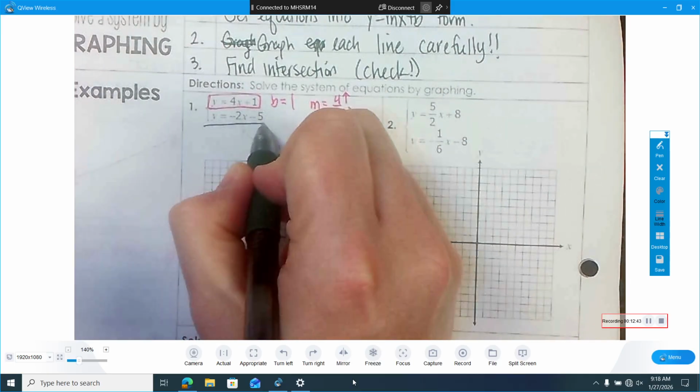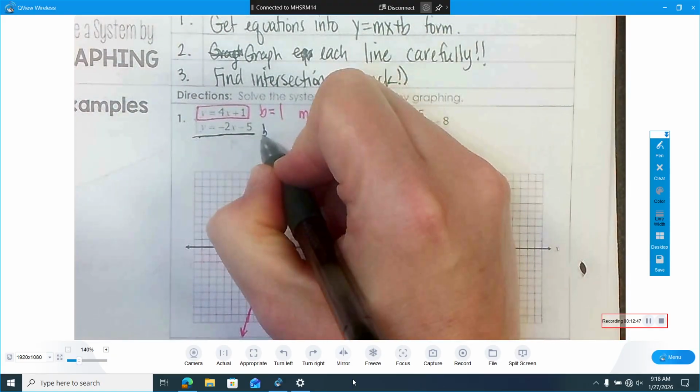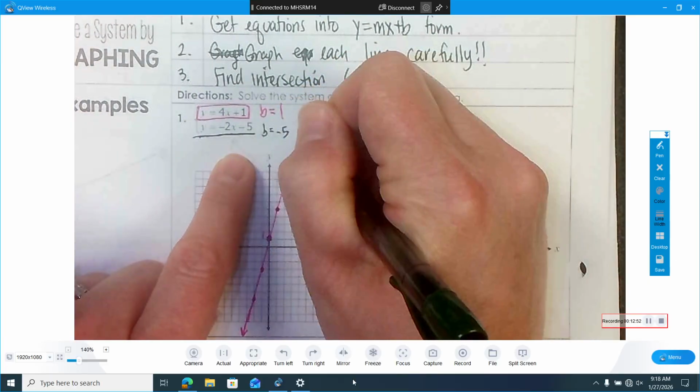Now my second line here is also in slope-intercept form. Where do I begin? What's my b value? -5. And what's my slope?